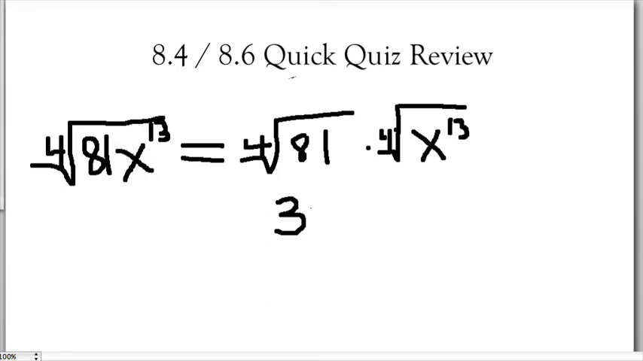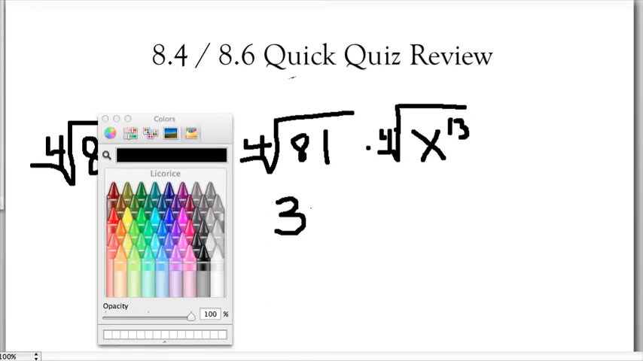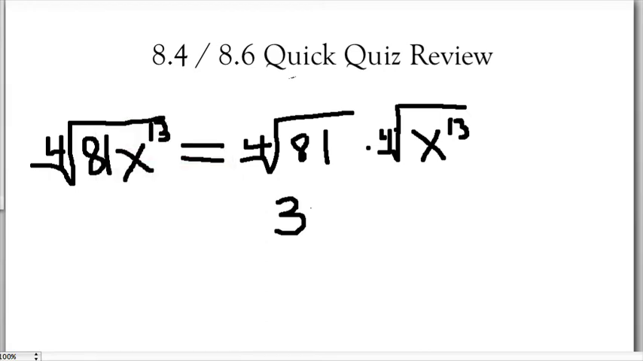So what I'm going to do for that piece is split it up into the fourth root of the highest multiple of 4, so x to the 12th, and then I have an x left over.